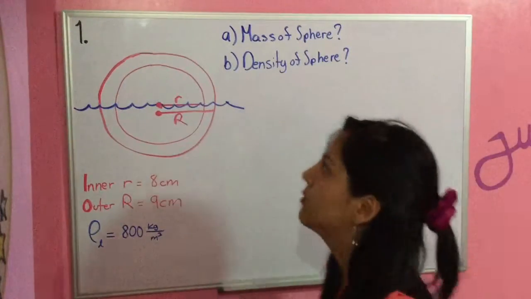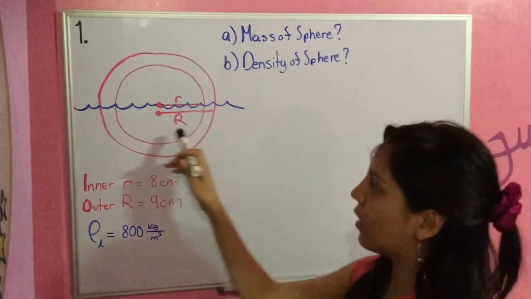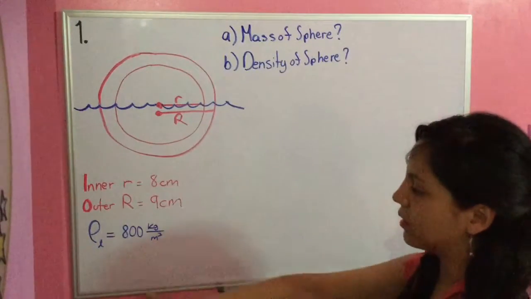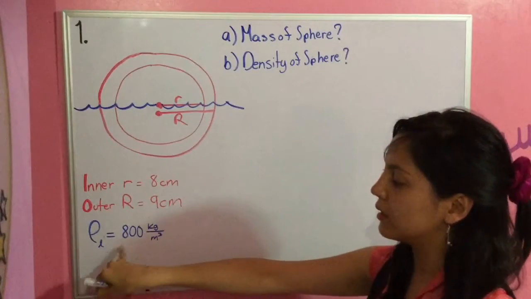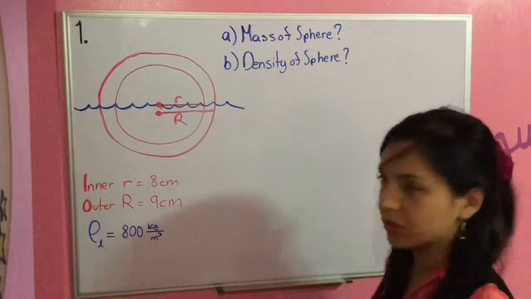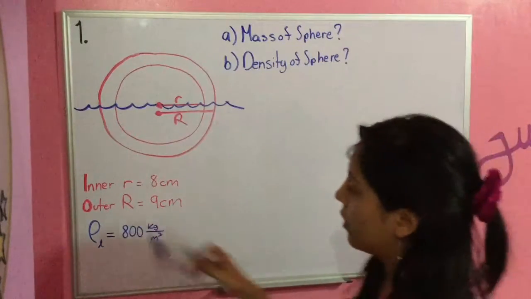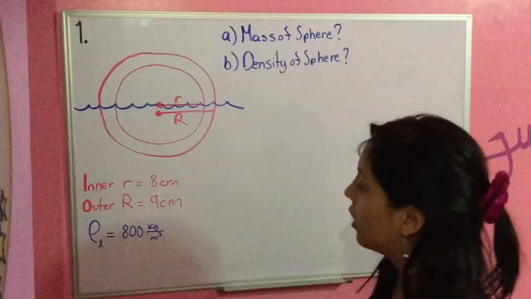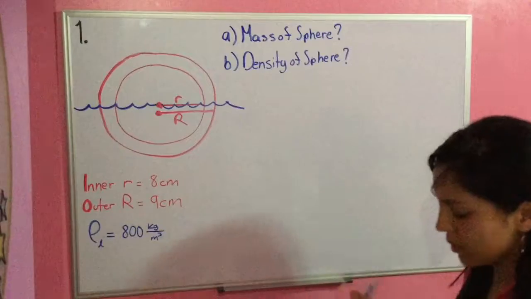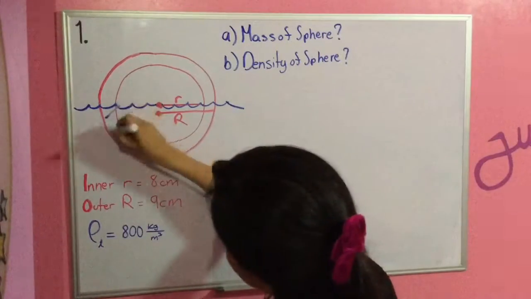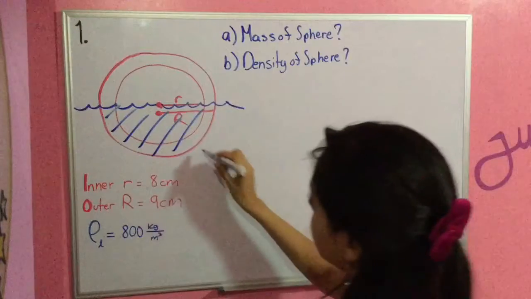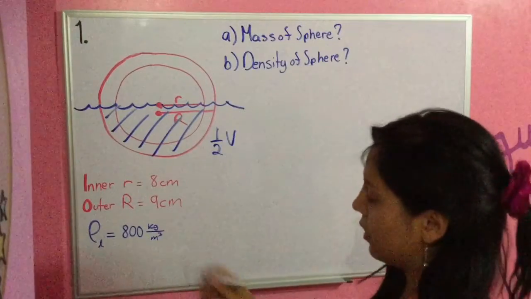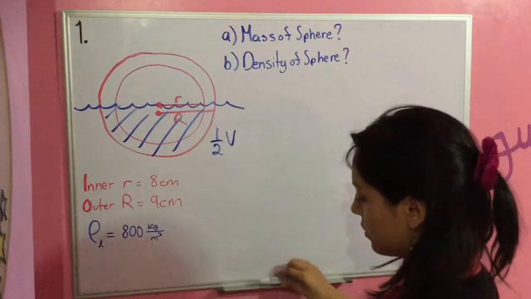Hi, today we'll solve this problem, which basically says that we have a hollow sphere, half of its volume submerged in a certain liquid of a density of 800 kilograms per meter cubed, and has an inner radius of 8 centimeters and an outer radius of 9 centimeters. So the problem says that half of its volume is submerged, and also says that the inner radius is like that.